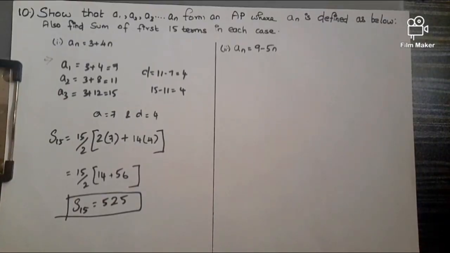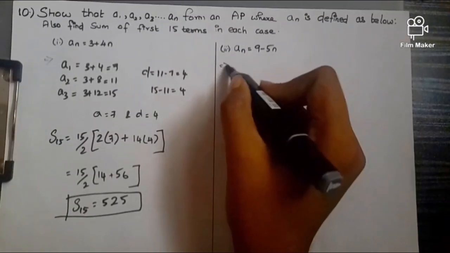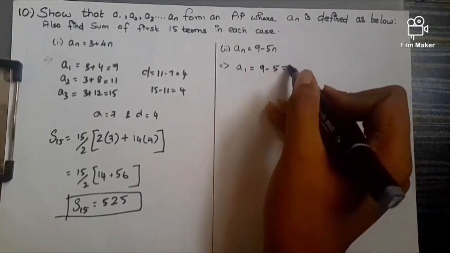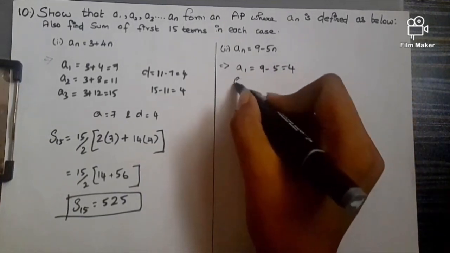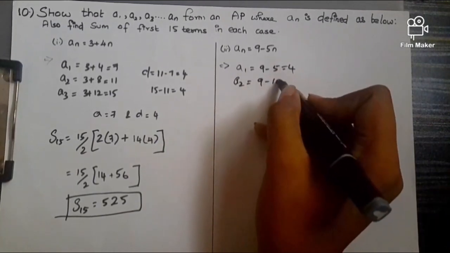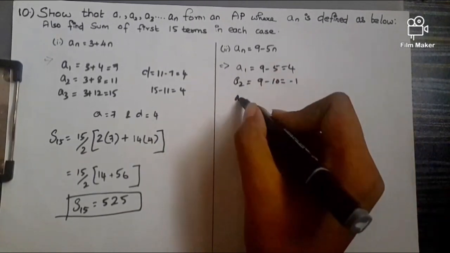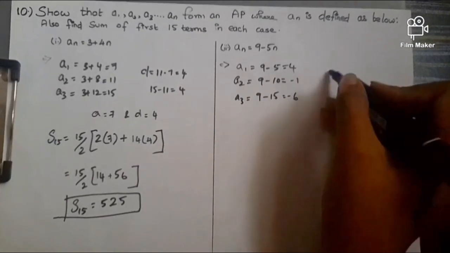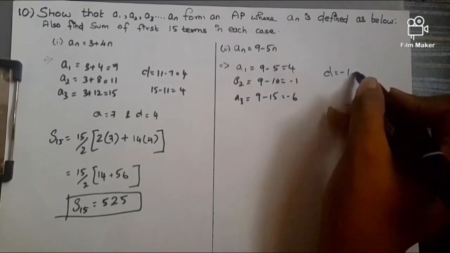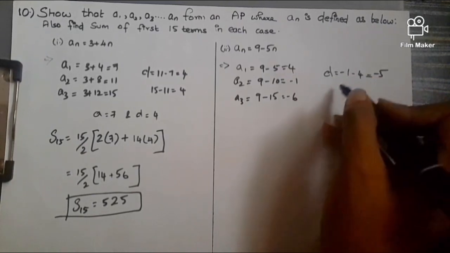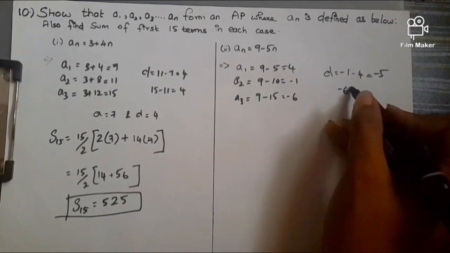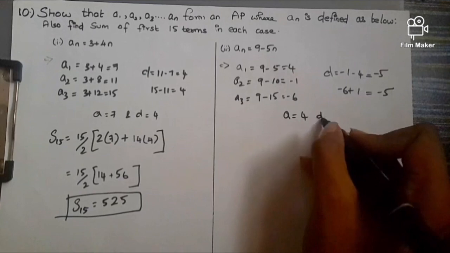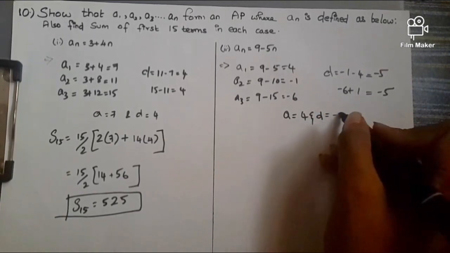The same process as we did for the first subdivision. Find a1, that is equal to 9 minus 5, that is 4. Similarly, a2 is equal to 9 minus 10, that is equal to minus 1. a3 is equal to 9 minus 15, that is equal to minus 6. Now the common difference is nothing but minus 1 minus 4, that is minus 5. Similarly, minus 6 plus 1, that is equal to minus 5. So the common difference is minus 5. Therefore a equal to 4 and the common difference is minus 5.